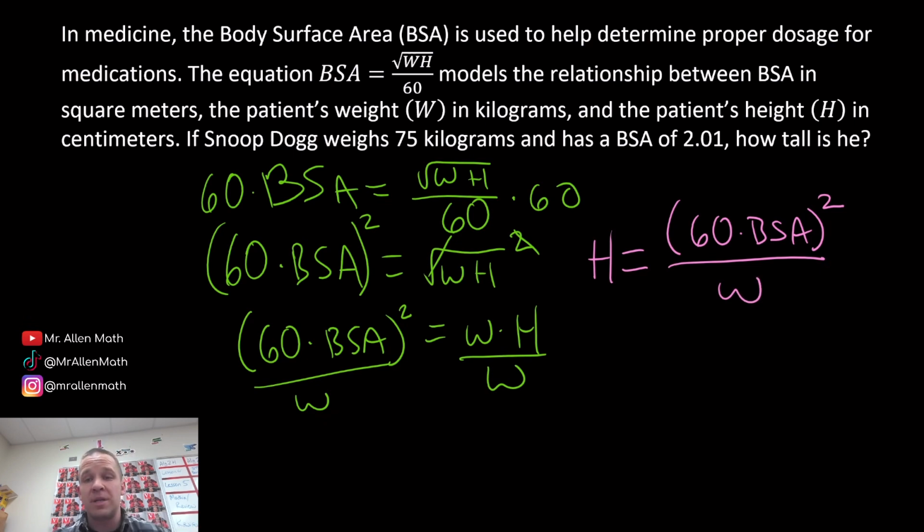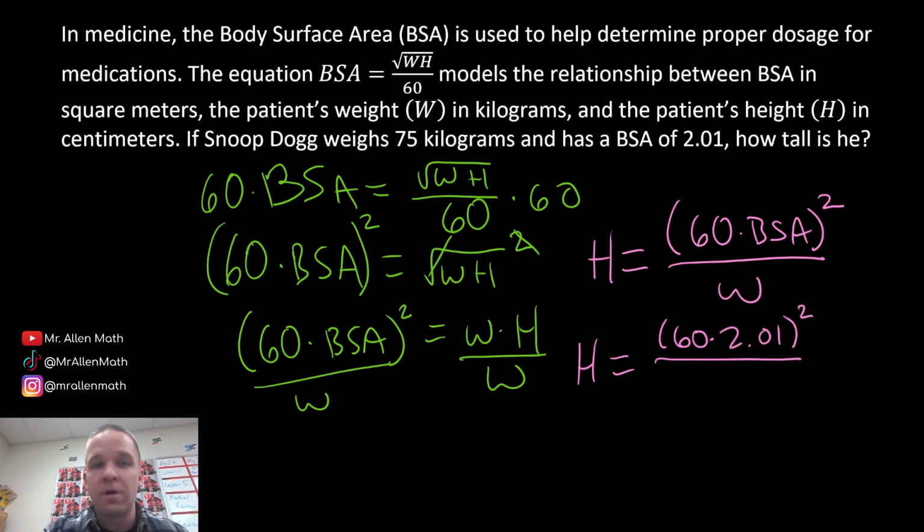Now I can just plug my numbers in, and then I can solve for my height. So we got H equals 60 times our BSA, which this problem says is 2.01, all squared over my weight of 75 kilograms. All right, let's bust out that TI here.